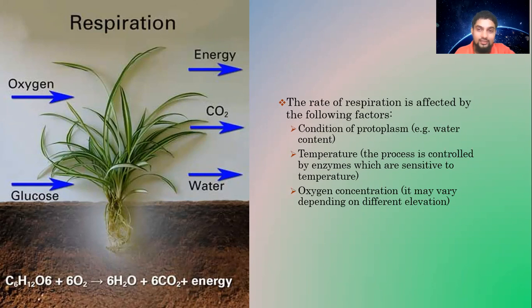Oxygen concentration, and this may vary. The amount of oxygen present will vary depending on the elevation. So as you go up, let's say you go up a very high mountain, you will have less oxygen present there. So the plants that are at a high elevation have less oxygen compared to the plants at a lower elevation.